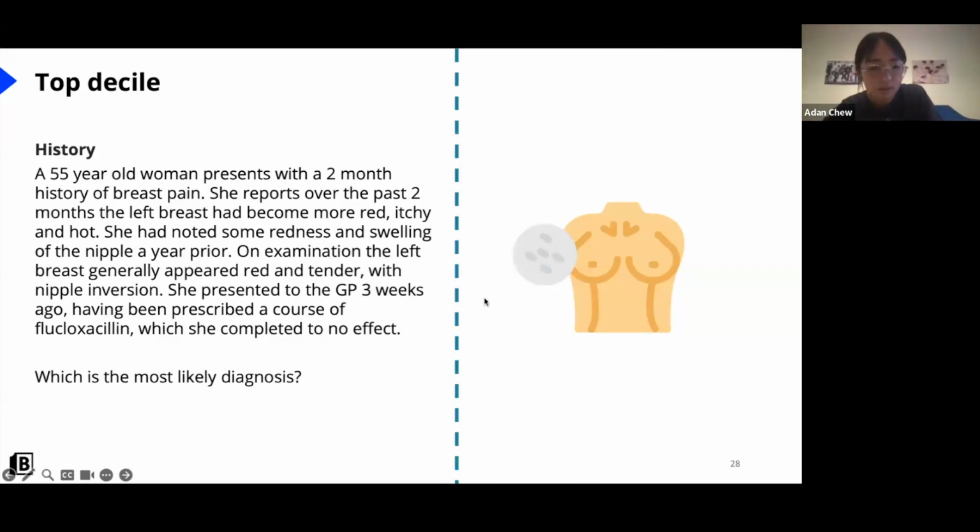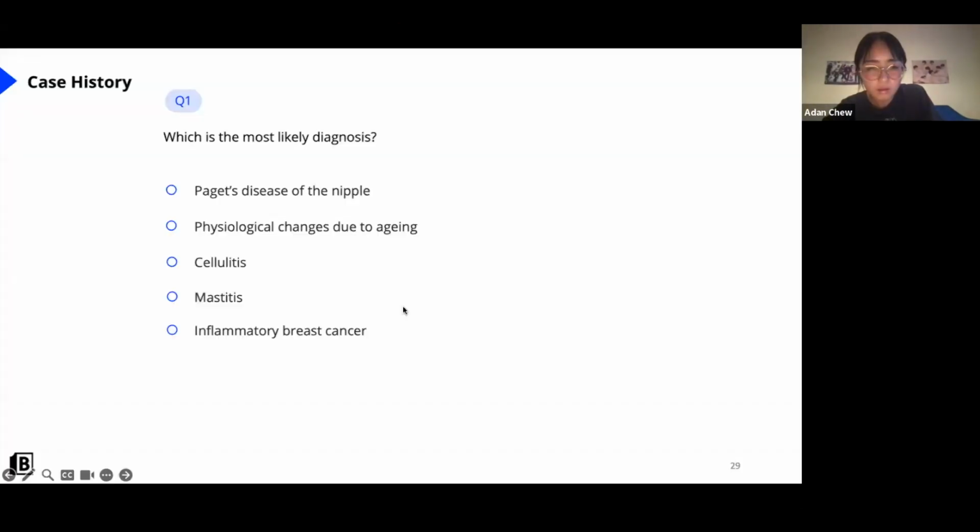I'm going to start the Menti quiz. So have a think in the meantime. Right, so is it Paget's disease of the nipple? Physiological changes due to aging? Is it cellulitis? Or is it mastitis? Or do you think it's inflammatory breast cancer?